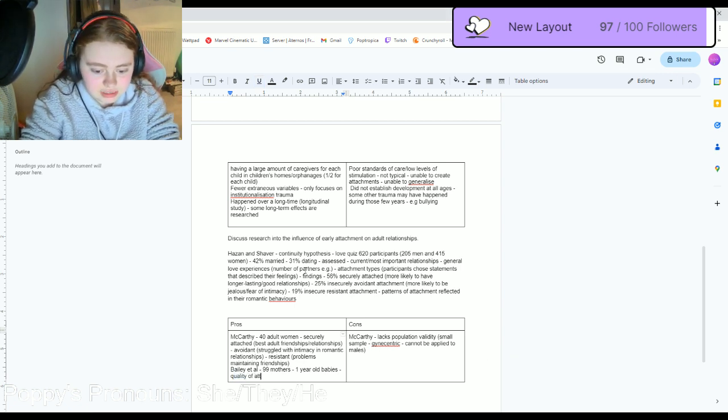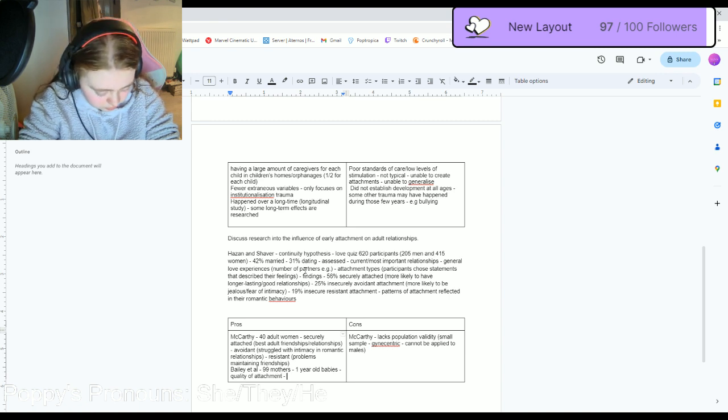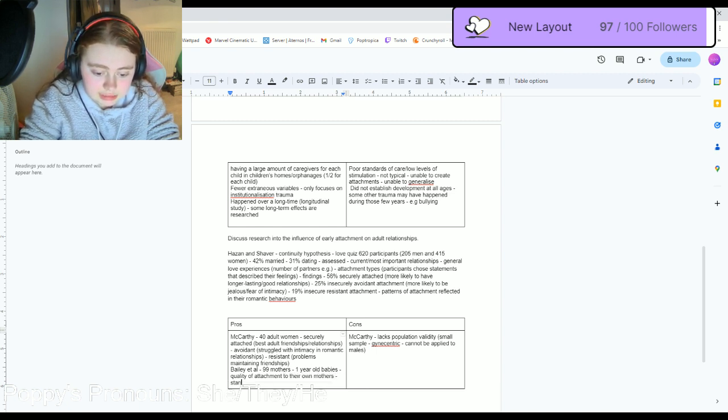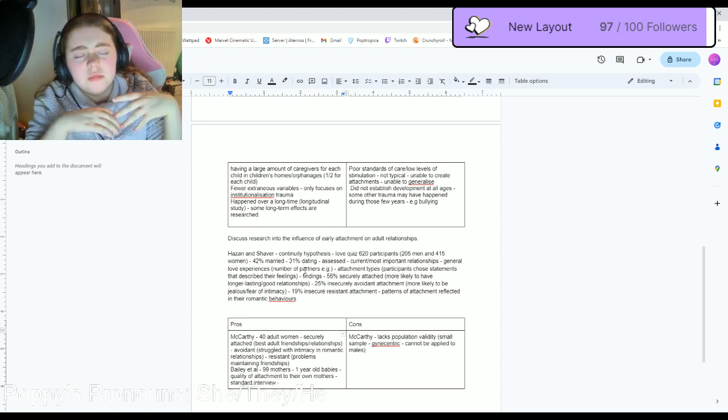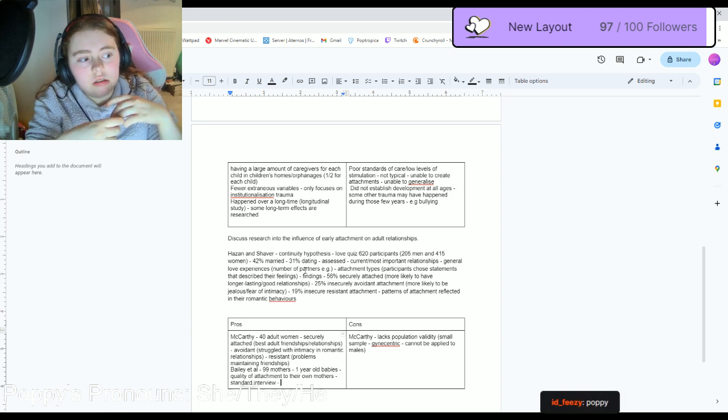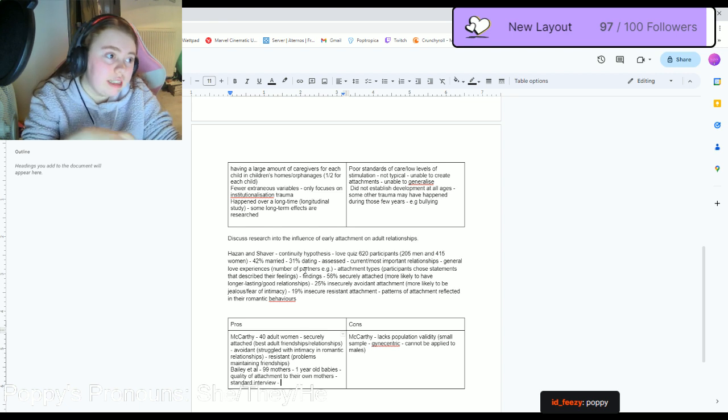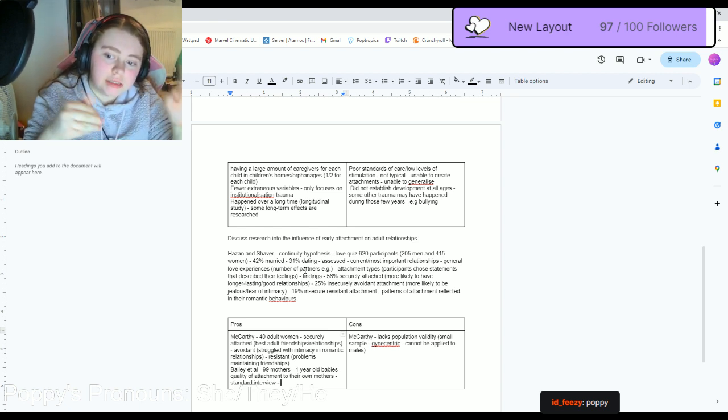Quality of attachment. That's what it assessed. Quality of attachment to their own mothers. They used a standard interview. Now, a criticism of a standard interview would be, I think, that it tends to use leading questions, which are basically questions that indirectly route you to a specific answer.